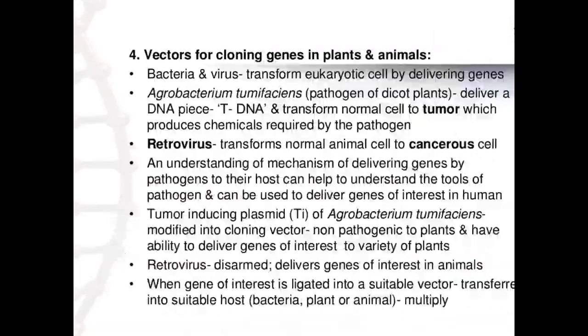The tumor inducing plasmid is known as the Ti plasmid, from the tumor inducing Agrobacterium tumefaciens. It is modified into a cloning vector that is non-pathogenic to plants and has the ability to deliver genes of interest into a variety of plants. It is used as a plant vector. Retroviruses, disarmed, deliver genes of interest in animals also. When the gene of interest is ligated into a suitable vector, it is transferred into a suitable host, bacteria, plant or animal, and it is multiplied.